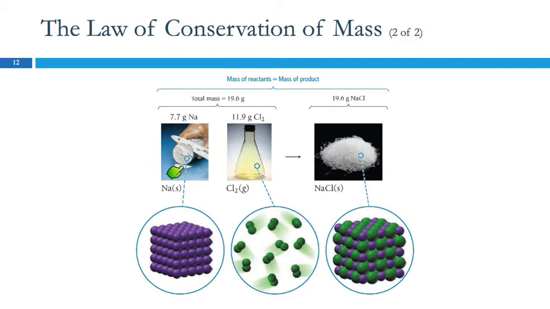Here we have some illustrations. If we take 7.7 grams of sodium and mix it with 11.9 grams of chlorine, we're going to get a total mass of reactants of 19.6 grams. These will undergo a chemical reaction in which they combine together to form sodium chloride. And the product has the same mass as what started out.